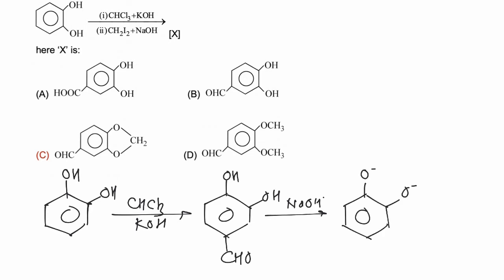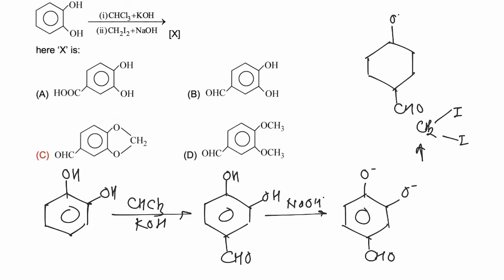So the dianion is formed. Now this dianion, on reacting with CH2I2, undergoes a nucleophilic substitution reaction, and after the nucleophilic reaction it will be converted to this molecule. So this is the final product, and hence the correct answer is C.